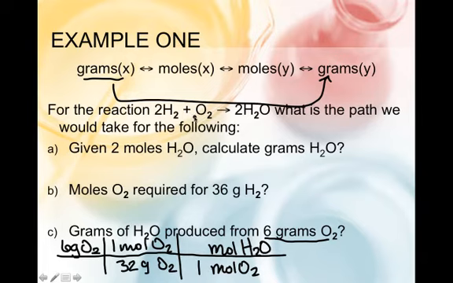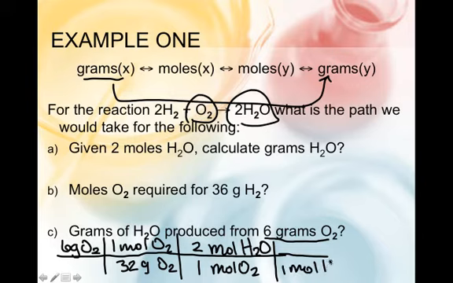So in our balanced equation, oxygen is 1, and then water has 2 in front of it. So 2 moles of water comes from 1 mole of oxygen. And our final step is to change moles of water to grams of water. Make sure that you set it up so that crisscross cancels. So I'm going to put 1 mole of water on the bottom, 18 grams of water on the top.